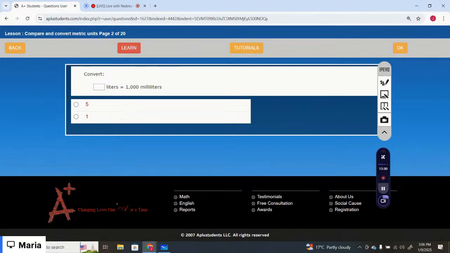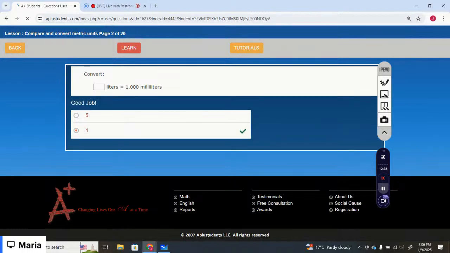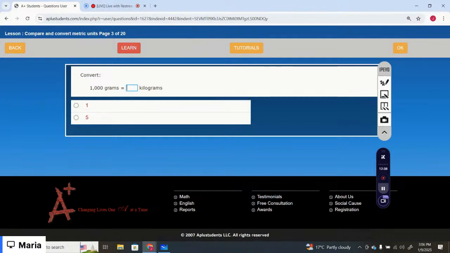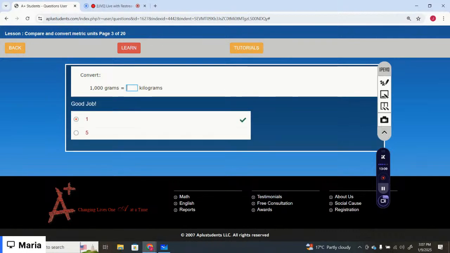1000 milliliters equal 1 liter. Hello everyone, can you hear me? Please write a yes in the chat box. 1000 grams equal how many kilograms? 1000 grams equal 1 kilogram. The correct option is 1 kilogram.